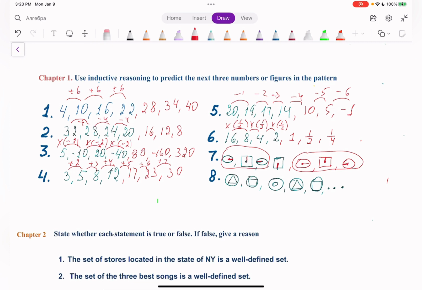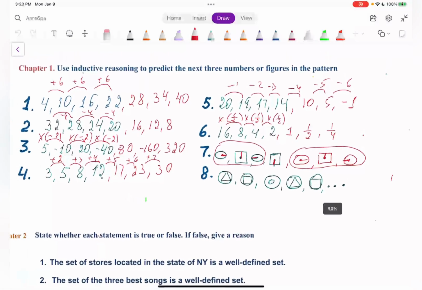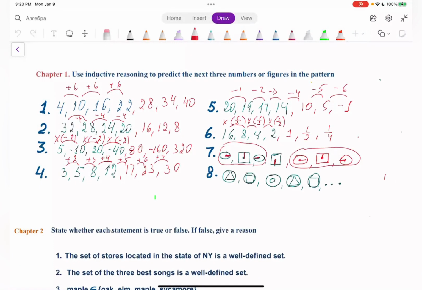Because there is no pattern, so it's going to repeat itself. Okay, now let's look at question number 8. So what do we have? Rectangle in the circle, the triangle in the circle, then rectangle in the circle, and then circle in the circle. And then repeating. Look, it's repeating again.